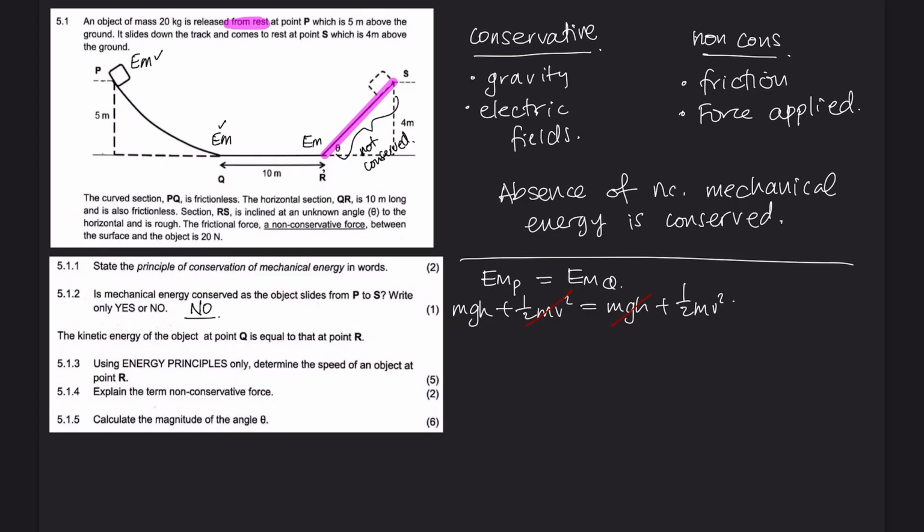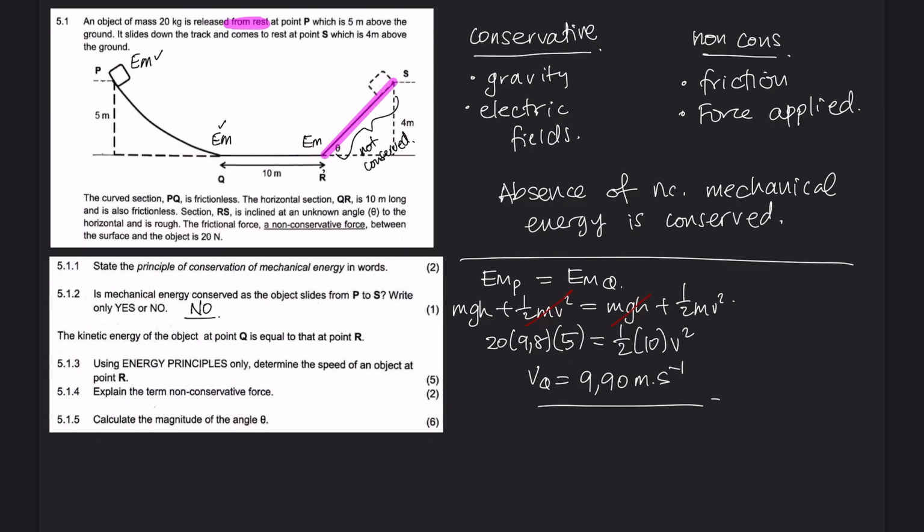Let's substitute and solve. So the mass of the object is 20, gravity is 9,8, the height is 5. That's equal to half, 10, and then v squared. We can solve for the velocity at Q. The velocity at Q is going to work out to be 9,90 meters per second.